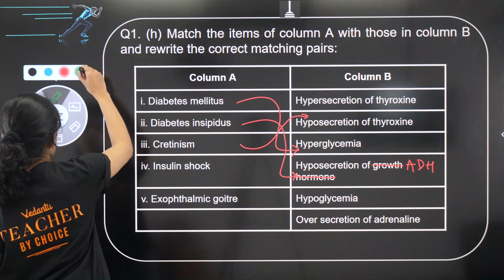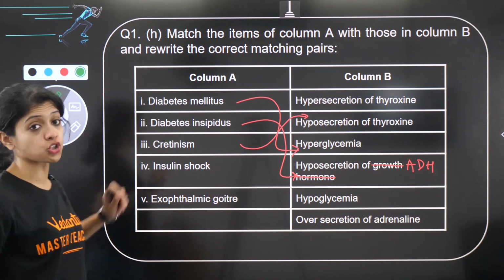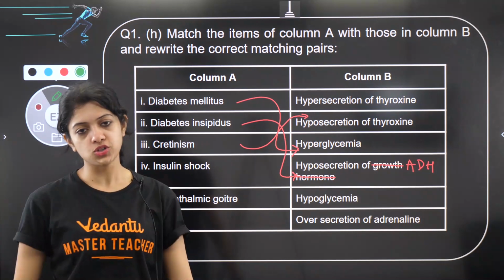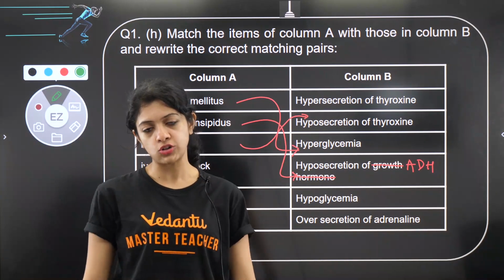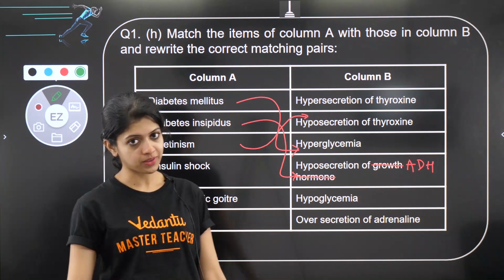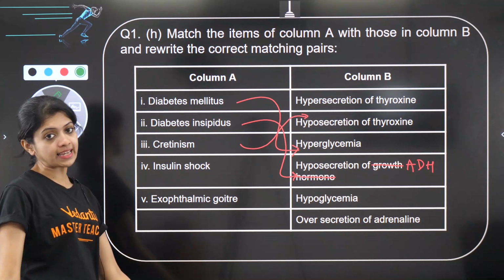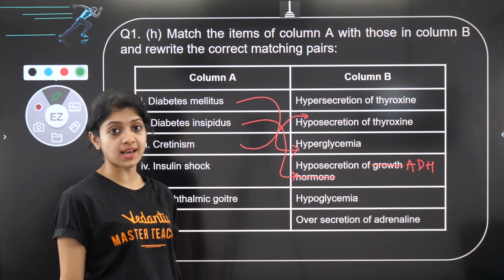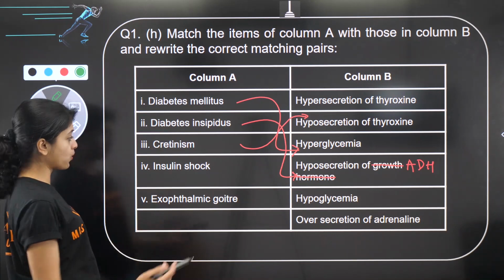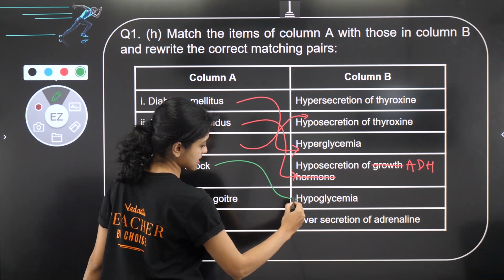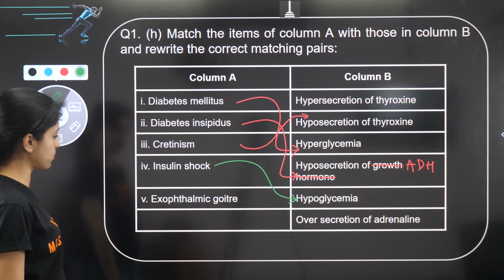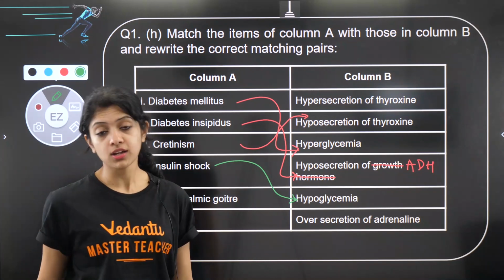Let's use another color, otherwise it's going to look very, very overcrowded. Insulin shock, what does that even mean? Okay, insulin shock, too much of insulin. What would happen if there is too much of insulin in your body? Yes, blood glucose levels would go abnormally low, right? And what is that technical term called? Opposite of the first one we discussed, which was hyperglycemia. So now it has to be hypoglycemia. So insulin shock is hypoglycemia.